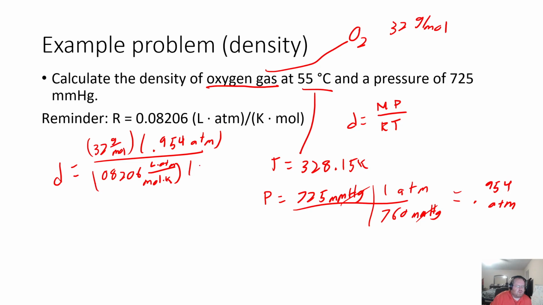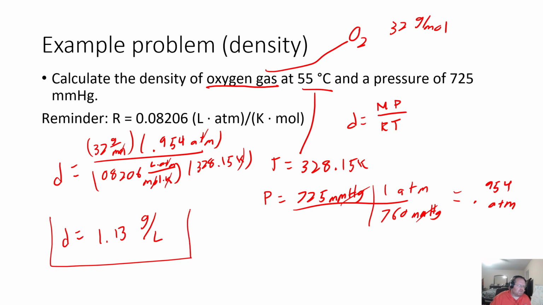And then we have our temperature, which is 328.15 Kelvin. Now if we check, the Kelvin units cancel, the atmosphere units cancel, the moles cancel, and we're left with grams in the numerator and liters in the denominator. Oh hey, that's a density unit. So density is going to be equal to 32 times 0.954 divided by 0.08206 divided by 328.15. And so this will be 1.13 grams per liter.